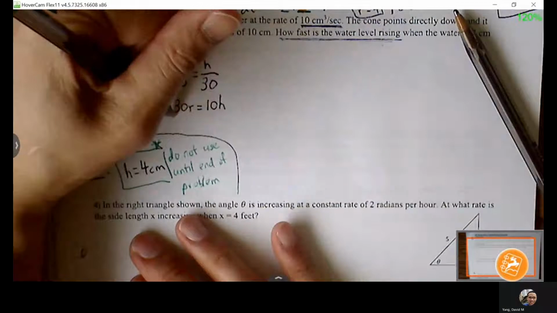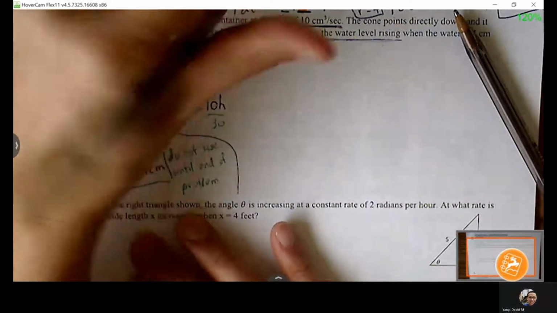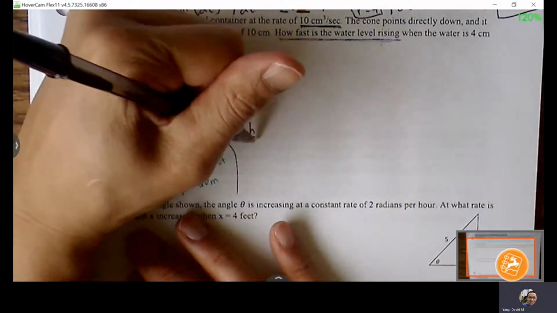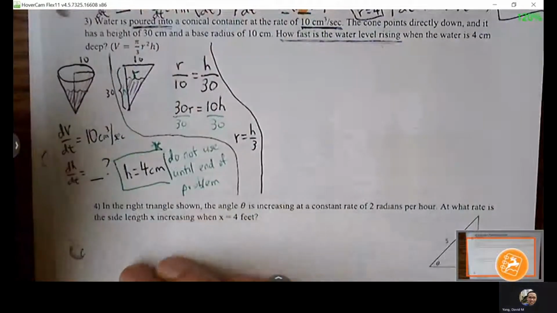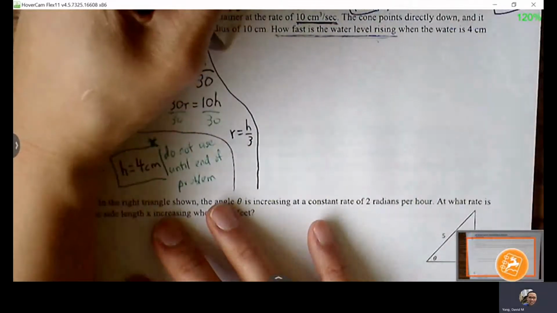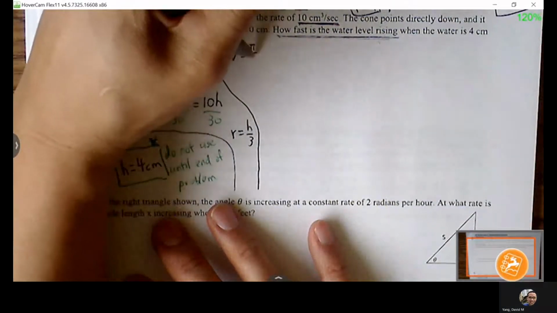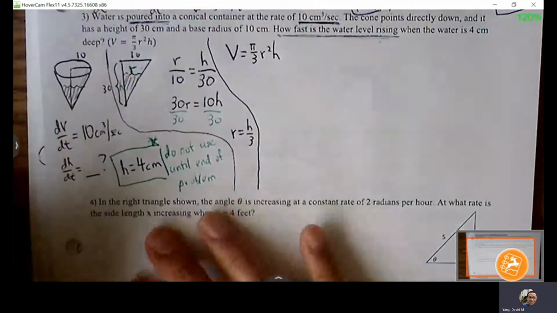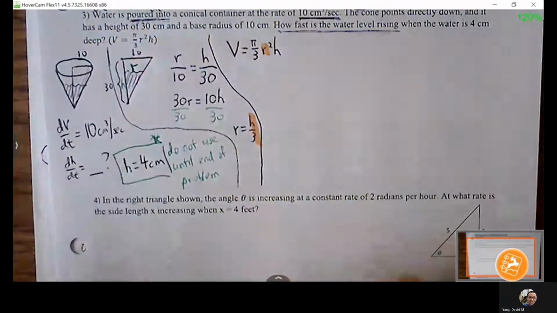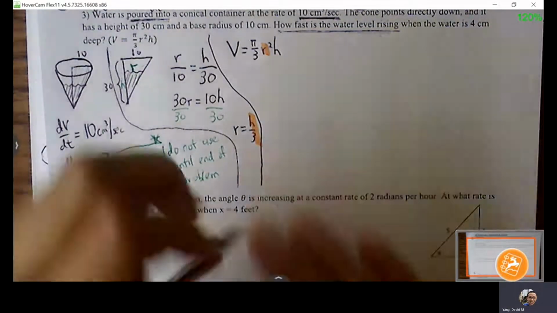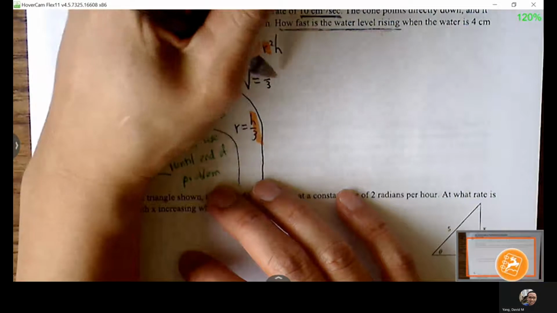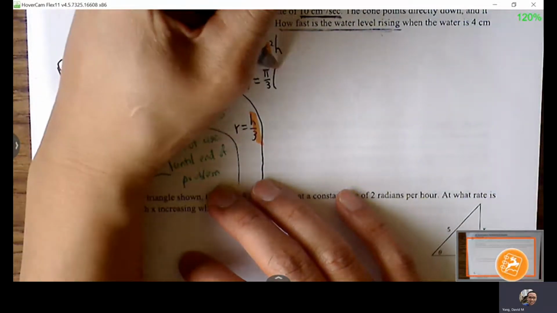Divide by 30. 10 over 30 is 1/3. R is equal to H over 3. So let's go to our original volume equation now. And we're going to make a substitution: H over 3 in for R. That way we can get our volume equation purely in terms of H. Gives us a faster path towards our answer.